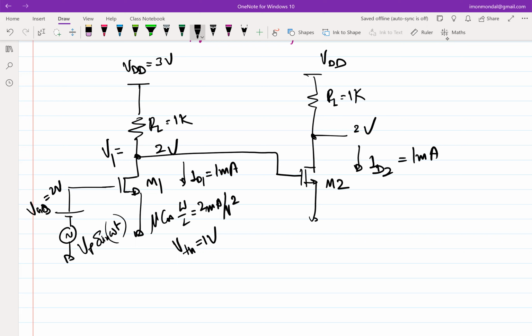What is GM? We need to figure out the values of the incremental models also, right? That's correct. So what is GM? Use any of your favorite formulas. Mu Cox W over L times V overdrive, which is 2 millisiemens. Okay, fine. We have quiescent, we have GM. Now what?